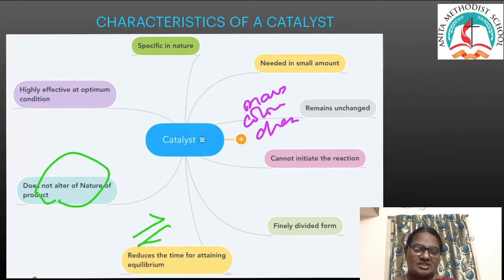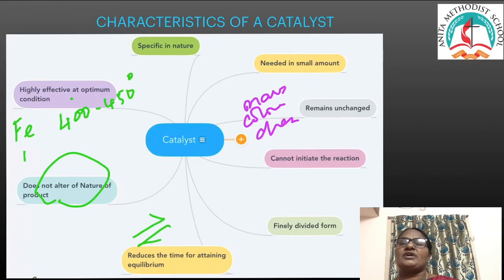Effective at optimum temperature. For Haber's process, when I use iron, it works very well at a temperature of 400 to 450 degrees Celsius. In Ostwald's process, when I use platinum in the manufacture of nitric acid, it works well at a temperature of 600 degrees Celsius. At temperatures above and below, the catalyst may be ineffective or the product may be less. Only at these temperatures does it work effectively. So such conditions are called optimum conditions. The pressure for Haber's process should be nearly 4 to 5 atmospheres. So these conditions where a catalyst works effectively are called optimum conditions.